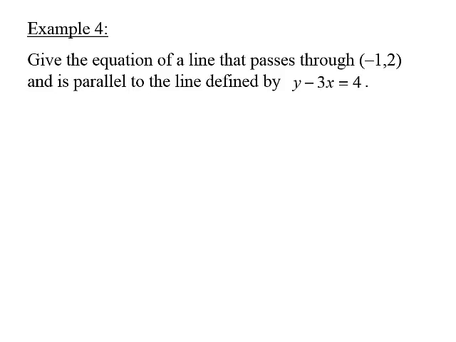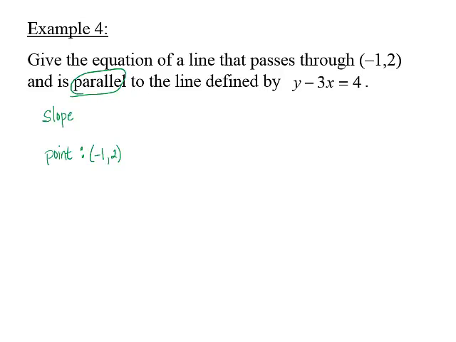You'll have to use this information to write equations of lines. This time we want to write the equation of a line that passes through -1, 2 and is parallel to the line y minus 3x equals 4. Two pieces of information we must have to write the equation of a line are the slope and a point. We know the point is -1, 2. To get the slope of the line, we're going to use the fact that it's parallel to y minus 3x equals 4.